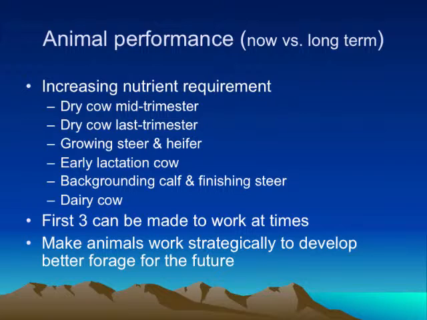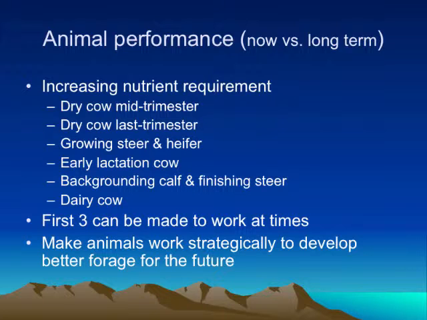So, we need to be thinking about animal performance, sometimes now, sometimes in the long term. Increasing nutrient requirement, we go from the dry cow that's up close to calving, the growing steer and heifer, but we're not really trying to push these animals, the early lactation beef cow, the backgrounding calf, and the finishing steer, which are basically identical to a dairy cow, where we're trying to really finish a steer or getting maximum gains on that backgrounding calf. These are the high-end nutrient requirements.